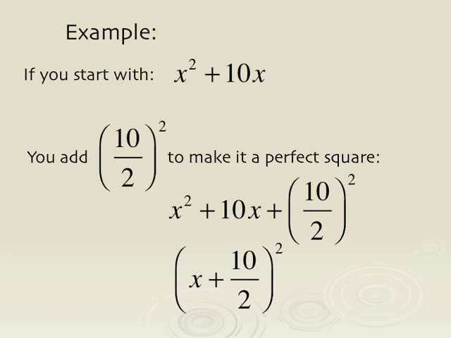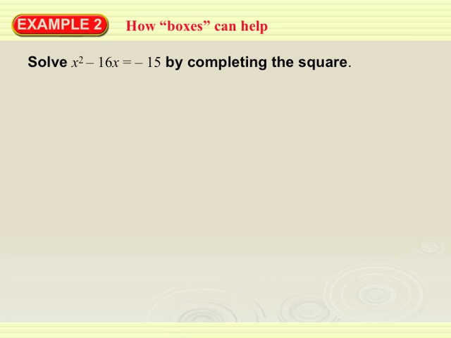Let's see if we can find a pattern using a box of what to add. Here's an example of a problem we could solve by completing the square. X squared minus 16x equals negative 15. So the first step is to recognize we're going to make some blank spaces. This is going to be what we add to both sides to make the left-hand side of this equation a perfect square trinomial. So the question is, what goes in those blanks? I want this to factor into x minus something squared, and I need to know what that something should be.